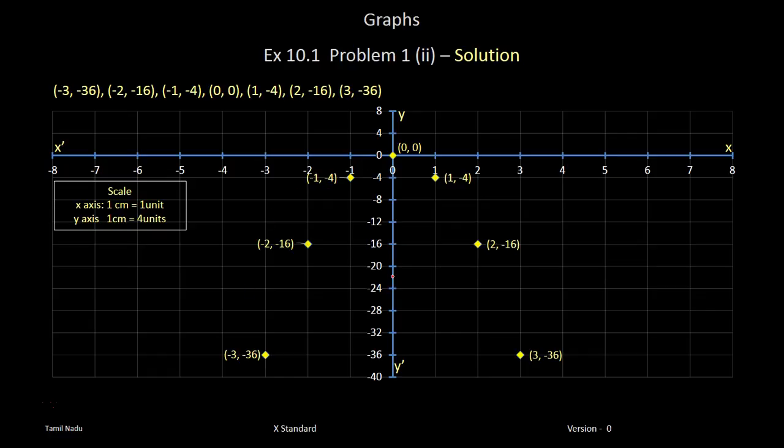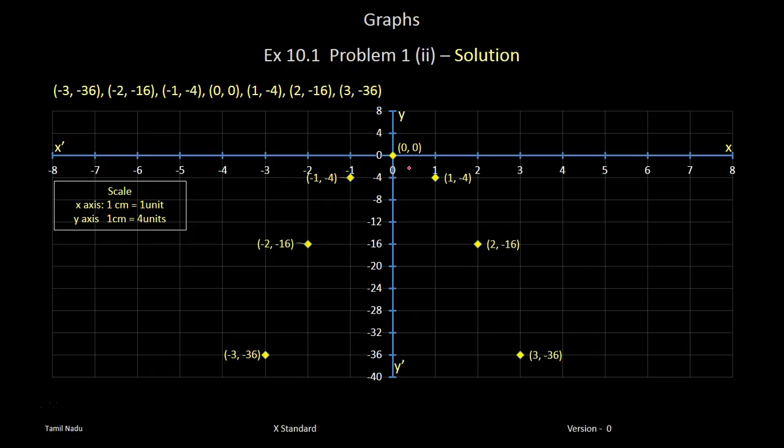So this is your negative y, right? All the points are below the x-axis. There are no points above the y-axis. That is why I'm not extending this y-axis up to 36. I've just limited it to 2 centimeters only. I'm not taking any more because it's a waste of space. But I need at least 2 centimeters to show the positive y-axis and negative y-axis. That's the reason I've taken 2 centimeters on the y-axis.